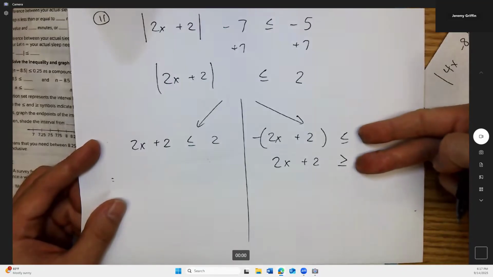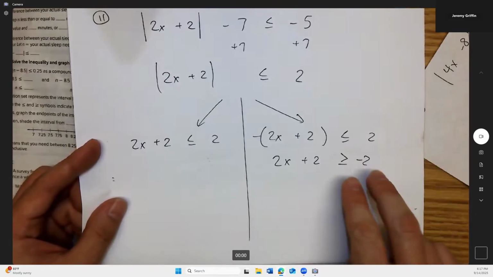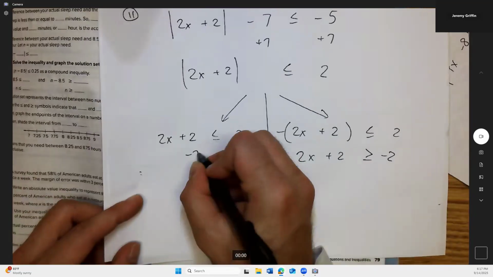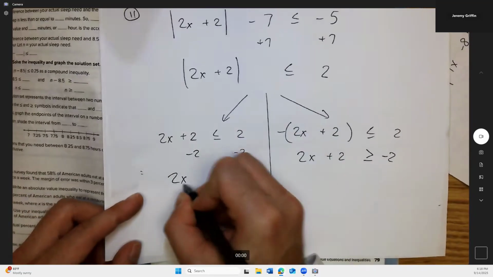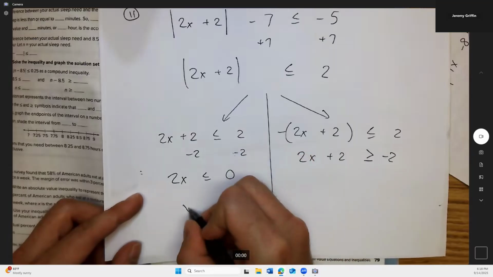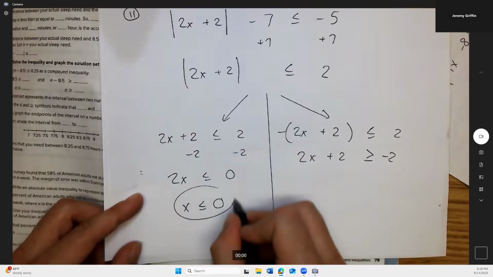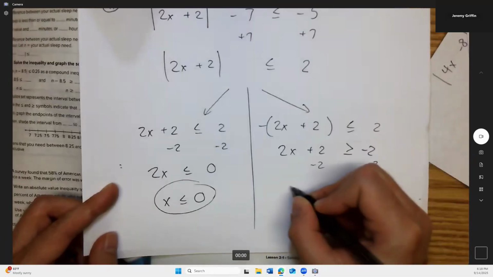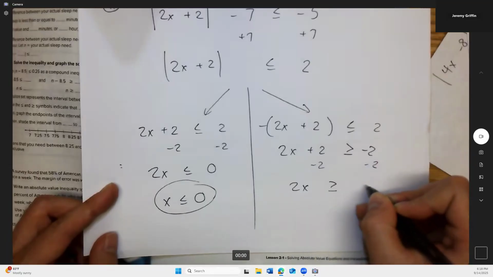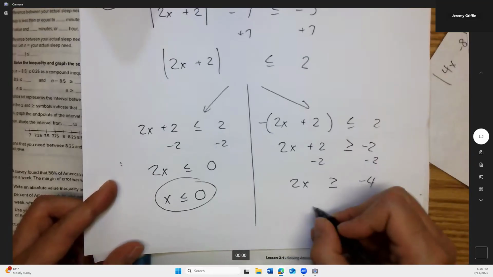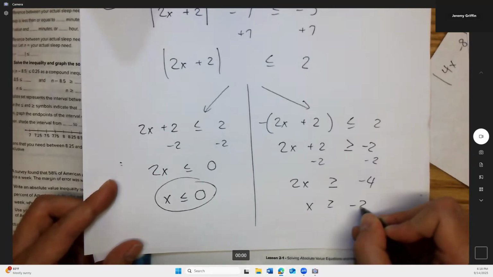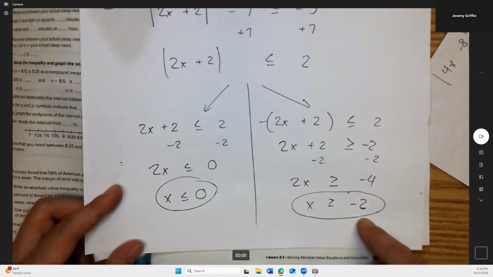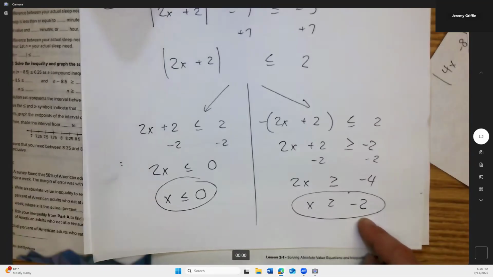Notice the inequality switches, and the other side is negative. Divide by negative 1. So minus 2, minus 2: 2x less than or equal to 0, therefore x is less than or equal to 0. Over here, minus 2, minus 2: 2x greater than or equal to negative 4. Divide by 2: x greater than or equal to negative 2. So it has to be bigger than or equal to negative 2 and smaller than or equal to 0.